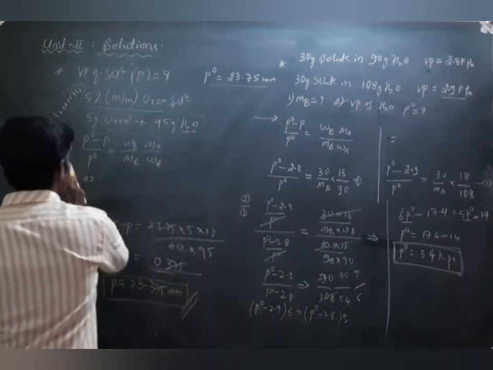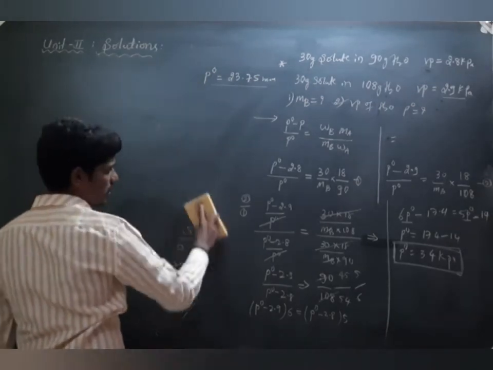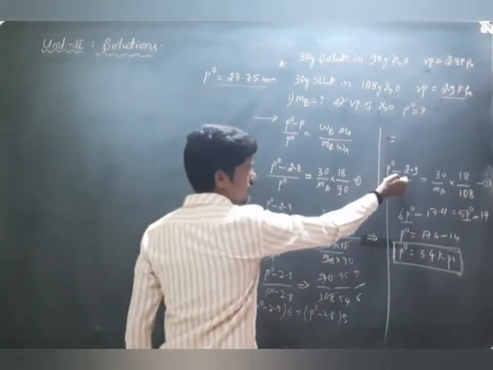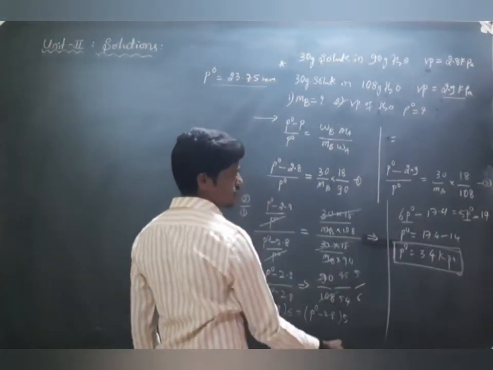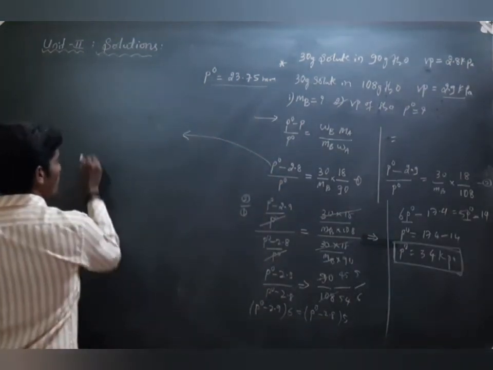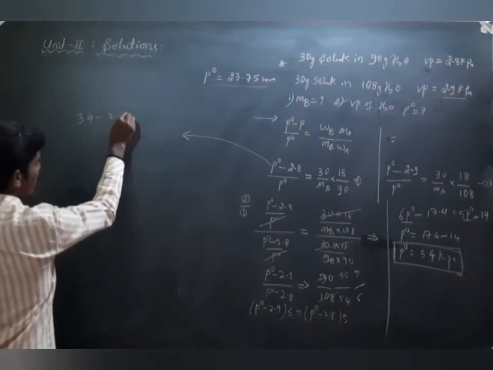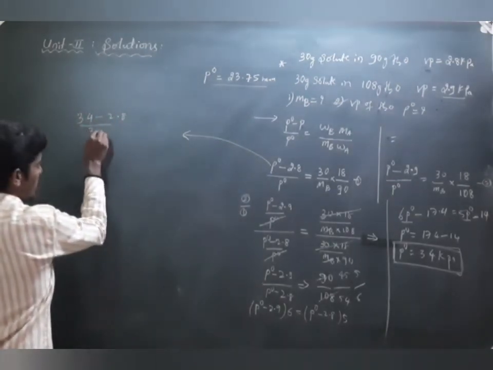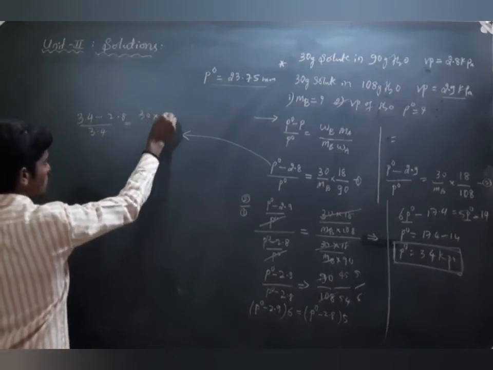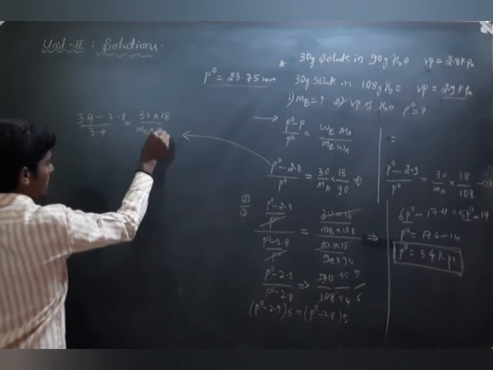Now I want to calculate the molar mass of solute. How to calculate it? Take any one of these equations and substitute the value of P naught. Let's take the first equation. P naught value is 3.4 kilopascal, minus 2.8 kilopascal, divided by 3.4 kilopascal, is equal to 30 into 18 divided by MB into 90.